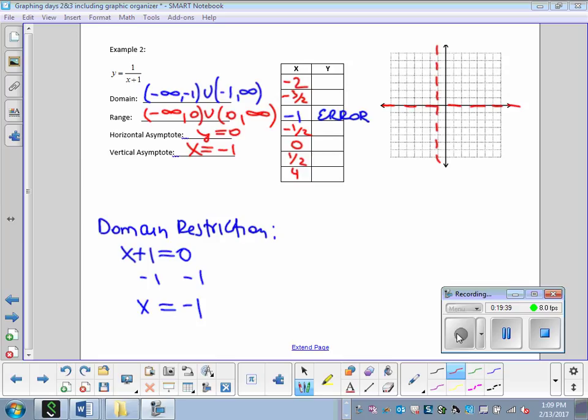So just plugging in my x's to figure out the corresponding y. 1 over -2 plus 1 is -1. 1 over -3 over 2 plus 1 is -2. 1 over negative 1 over 2 plus 1 is 2. You can check me with the calculator. 0 gives me 1. All I'm doing is plugging in my x's into the formula. 1 over 2 plus 1 is, what is it? 2 over 3.